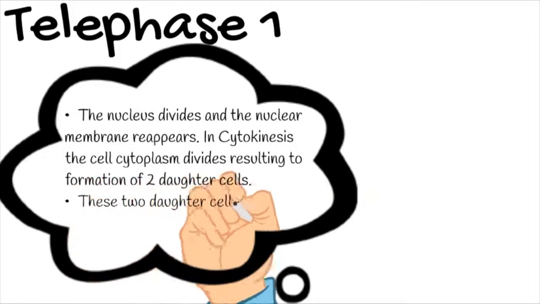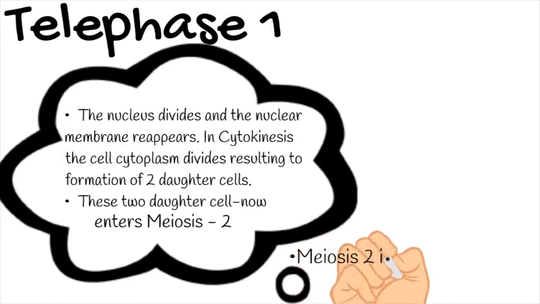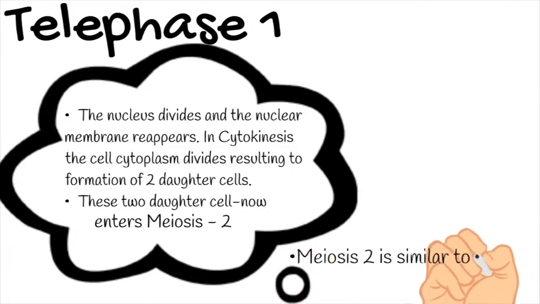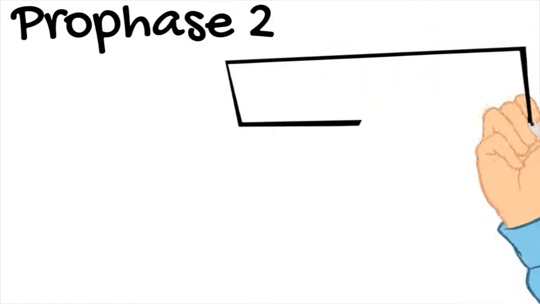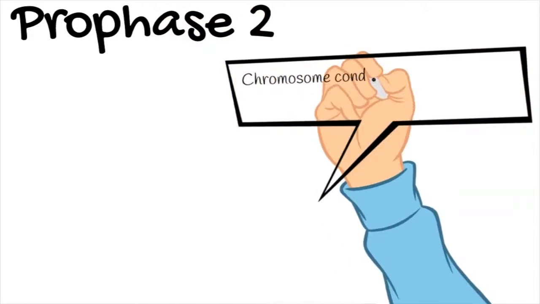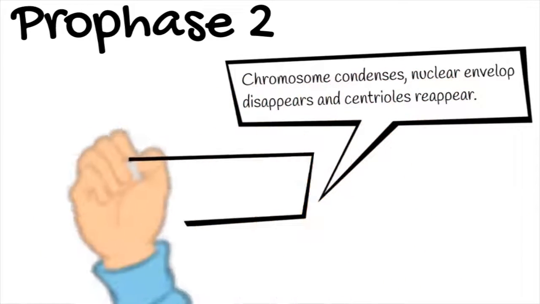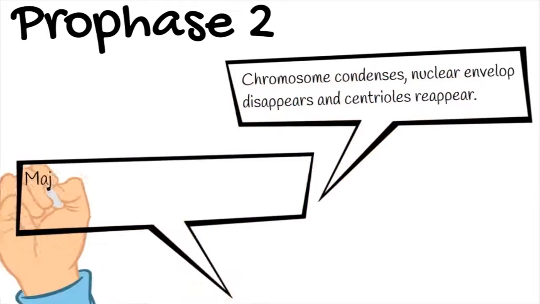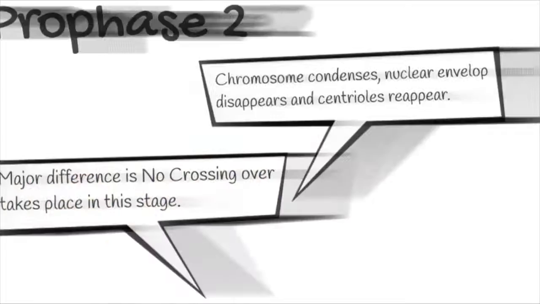These 2 daughter cells will now enter into meiosis 2. Meiosis 2 is exactly like mitosis. It begins with prophase 2. Here again you will see the chromosomes condensing. The nuclear envelope disappears and the centrioles reappear. The major difference between prophase 1 and prophase 2 is that here there won't be any crossing over taking place.